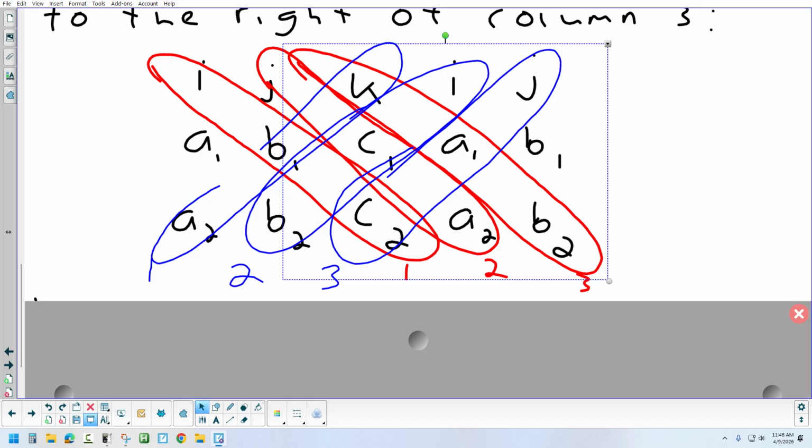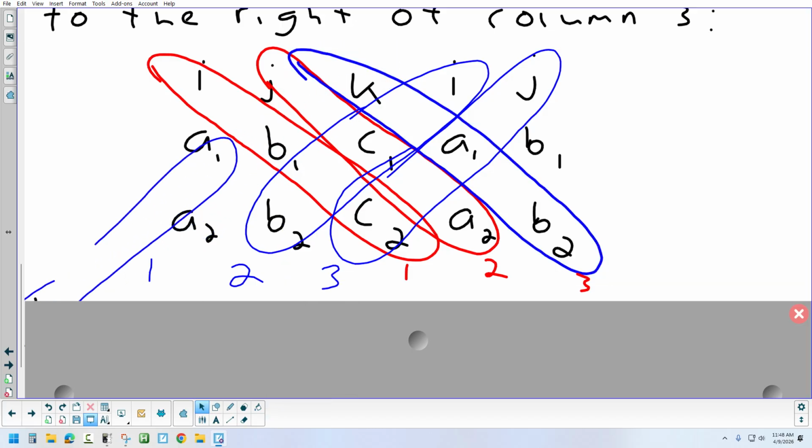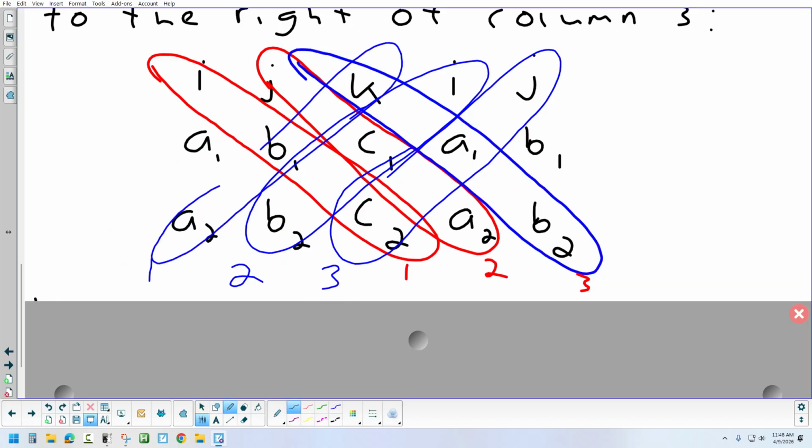Okay. Any questions on those diagonals? Take a picture of that. Sure. Just make sure it's just a forward.